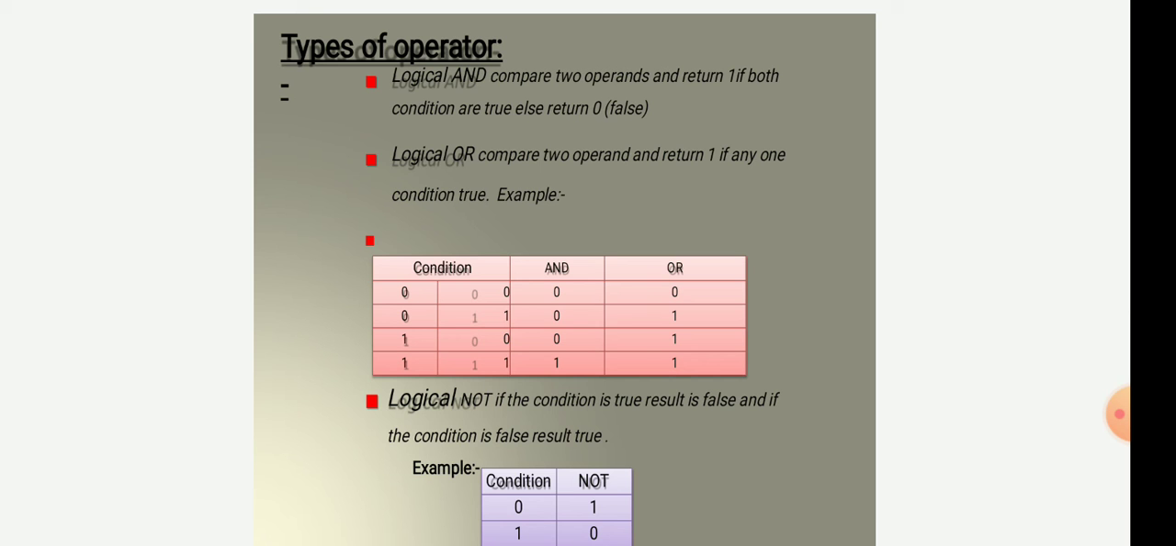Here also we are comparing two operands, and we can return true or return 1 if any one of the two conditions is true. Then dear students, we have the third operator, that is logical NOT, and in this case, if the condition is true, the result is false, and if the condition is false, the result is true. So this is our logical NOT operator.